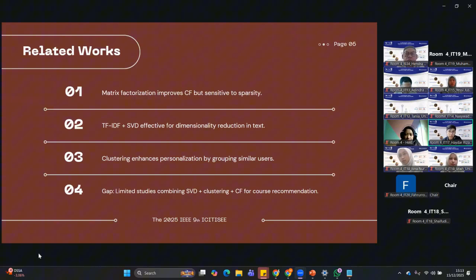Previous studies show that matrix factorization performs well, but is sensitive to sparsity. TF-IDF combined with SVD is effective in reducing the dimensionality of text data. Clustering helps form homogeneous user groups, improving personalization. However, very few studies combine all three methods, SVD, clustering, and collaborative filtering, especially for course recommendation.